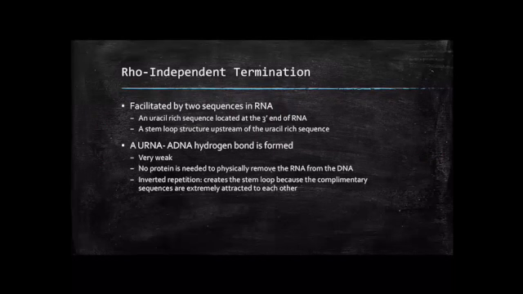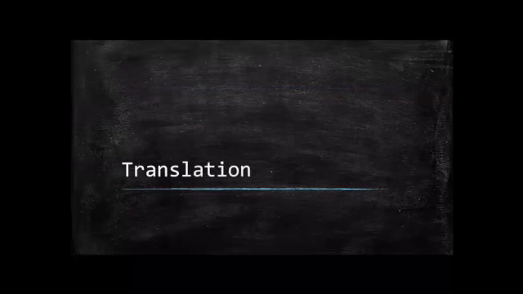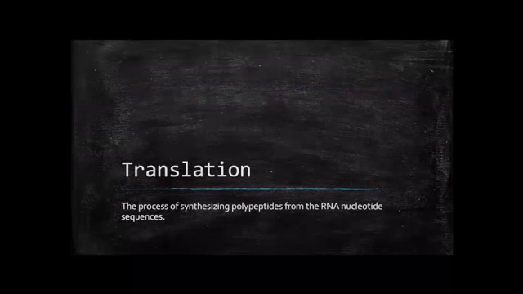Like in rho-independent or rho-dependent termination, the stem loop performs a jerking motion and detaches RNA polymerase, which signals the end of transcription. Now that we discussed transcription fully, it is time to talk about the process of translation. Translation, the simple definition of it, is the process of synthesizing polypeptides from the RNA nucleotide sequences.